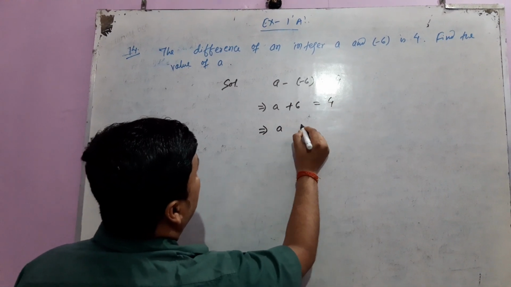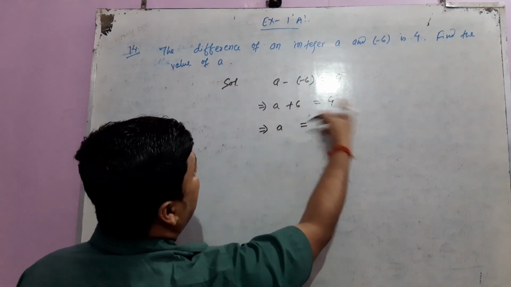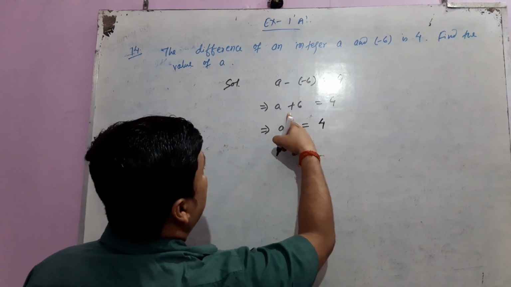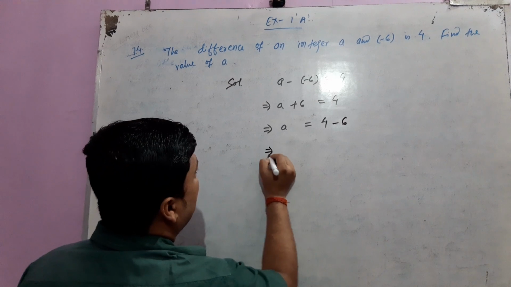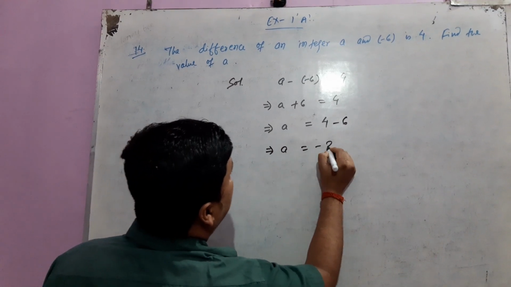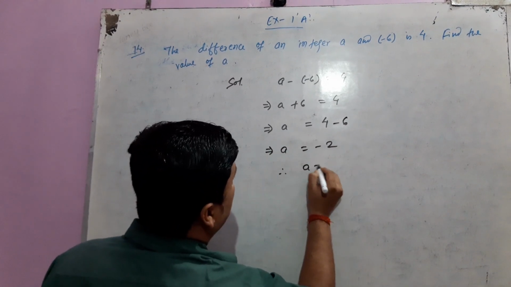Now for finding the value of A, we have to keep the 6 on the other side. So if we move the integer to the other side, its sign will also be changed. Now the value that we will get here is minus 2. Therefore A is equal to minus 2.